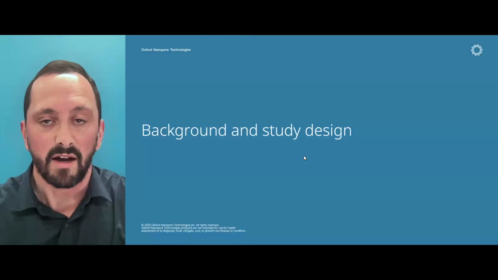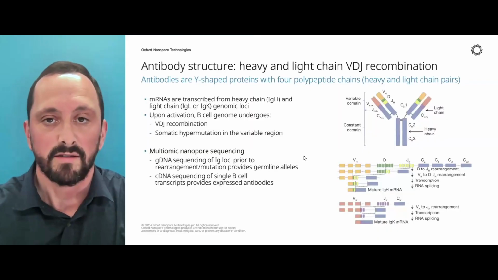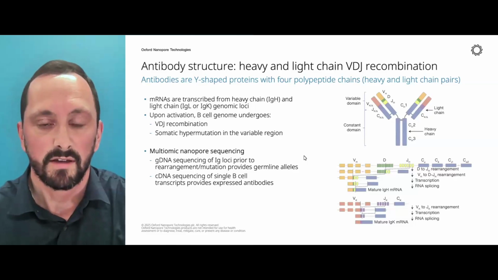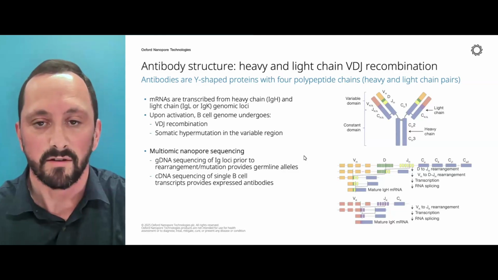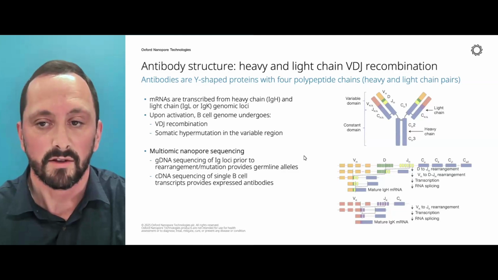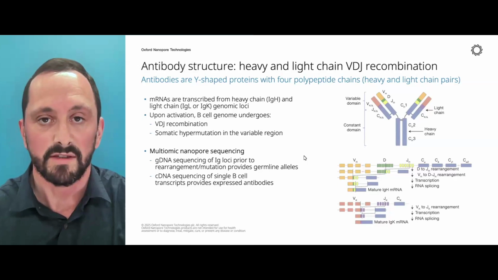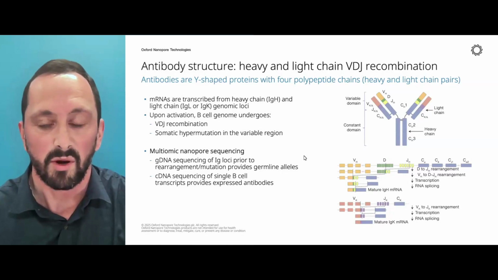So just a bit of background and study design. Antibodies are really complex structures. They have a heavy and a light chain, so 2 copies of each that are paired in the final polypeptide. Those heavy and light chains are transcribed from 3 different loci in the genome. And those loci are the immunoglobulins. Those are then rearranged in B cells and maturing B cells in a process called VDJ recombination.